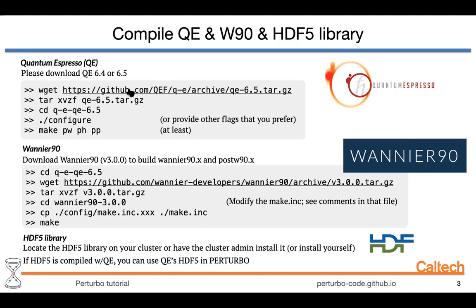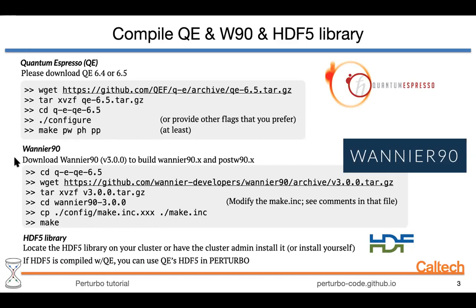repository. Once you get the source code from Quantum Espresso, you change into the Quantum Espresso directory, and there you use configure to generate a make.inc file. Once you have the make.inc file, then you simply type make pw for density functional theory calculations, ph for phonon calculations, and pp for post-processing. Once you are done with Quantum Espresso, then we are going to compile Wannier90.